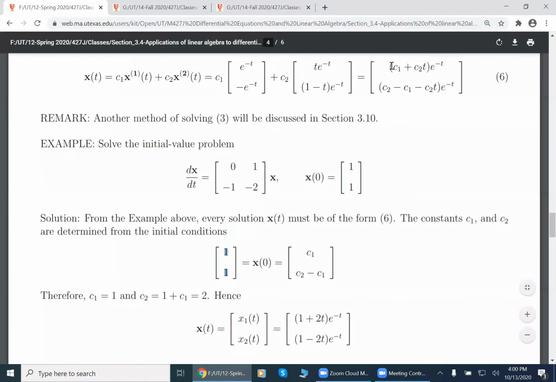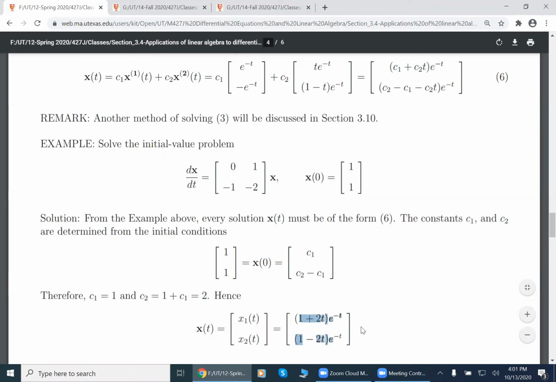Now, going back to formula 6, if in formula 6 we replace t everywhere by 0, this becomes C1 and this becomes C2 minus C1. So C1 is equal to 1. If we replace C1 by 1 and move it to the left, C2 is 1 plus 1, which is 2. And now I'll replace over here C1 by 1, C2 by 2, we get this. Folks, we are done with this section.